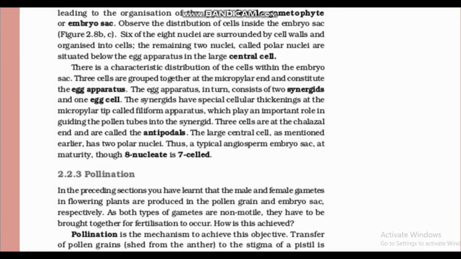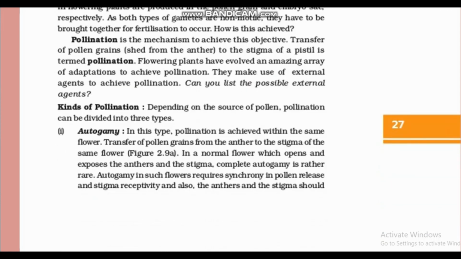The next topic you can see here is pollination. I am not going to start pollination here. This is another big topic and needs some explanation. So I will start that next topic in my next class. That means in the next video I will show you what pollination is and all.